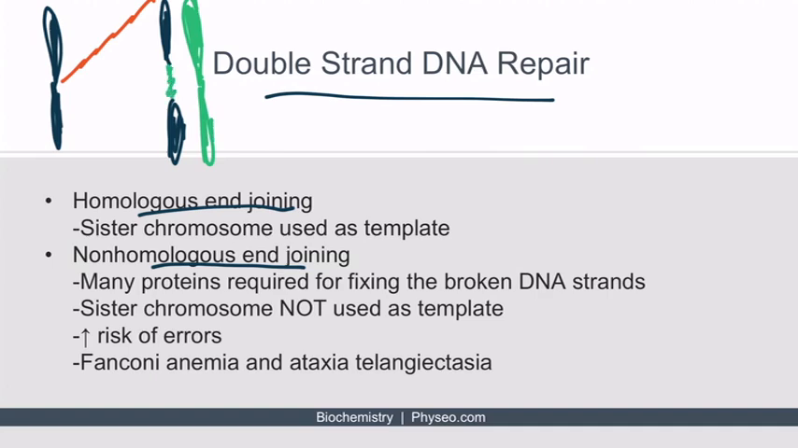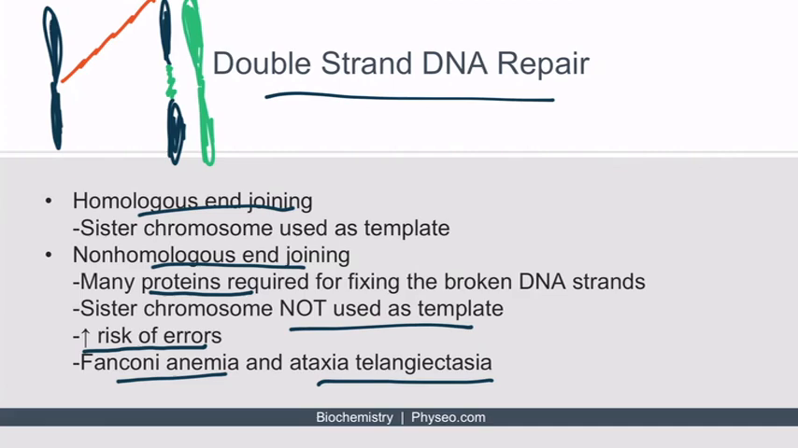In non-homologous end joining, proteins are used to fix the broken DNA strands rather than the sister chromosome. So the sister chromosome is not used as a template. This type of repair mechanism is more prone to cause errors, so increased risk of errors. You should also know that defects in this type of repair mechanism are associated with Fanconi anemia and ataxia telangiectasia. Fanconi anemia is a hereditary form of anemia that's commonly associated with aplastic anemia, and ataxia telangiectasia is a hereditary immunodeficiency that is also associated with spider angiomas and cerebellar defects.